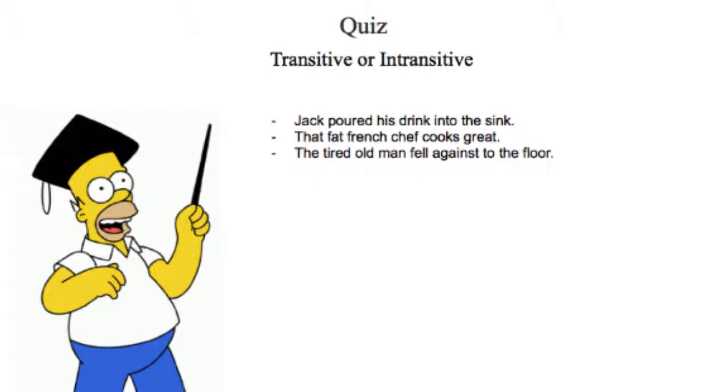If you answered intransitive, that's correct, because if you notice, Jack poured his drink into the sink. Into is a preposition. The fat French chef cooks great. Cooks is a verb. Great is an adjective. So that still makes it an intransitive sentence.